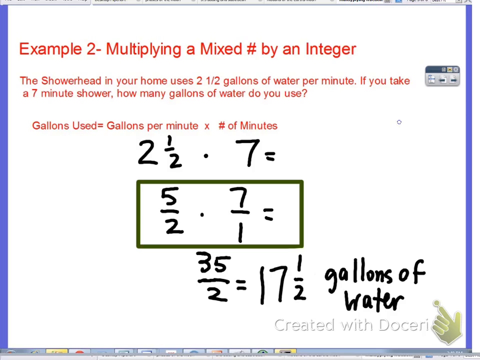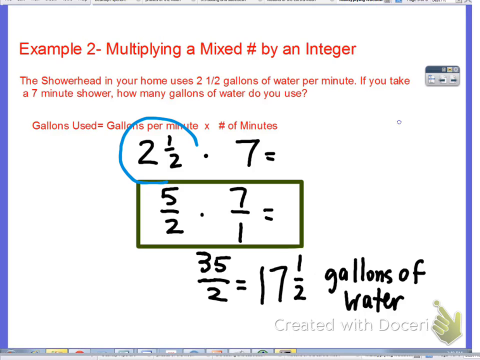So in this example here, they tell you that the shower head in your home uses 2.5 gallons of water per minute. If you take a 7-minute shower, how many gallons of water did you use? So the problem would be set up by using the gallons used would be equal to the gallons per minute times the number of minutes. So here we have 2.5 times 7.